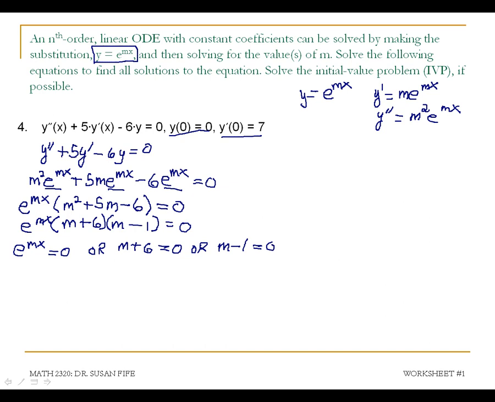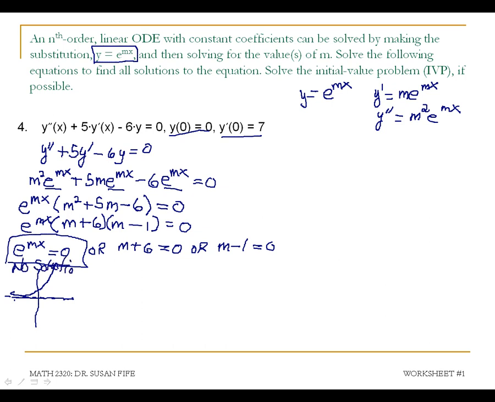Now, if you remember what an exponential function looks like, I'm going to draw this on my xy plane, it looks something like this. It's either always increasing or always decreasing. The important part is that this function never actually touches the x-axis. And so it's never equal to 0. This first equation, e to the mx equals 0, has no solution.